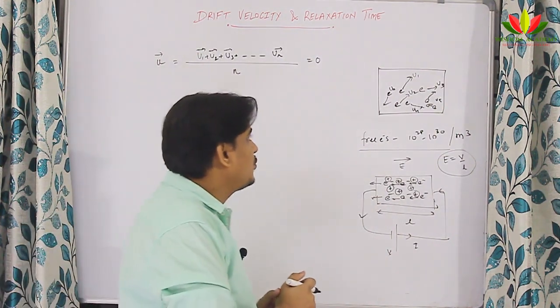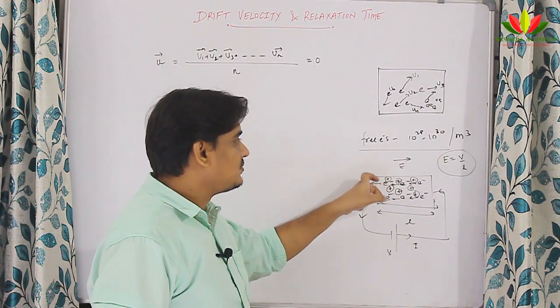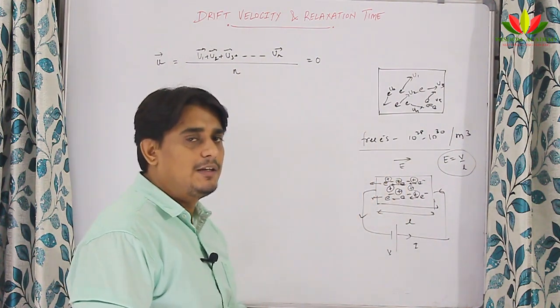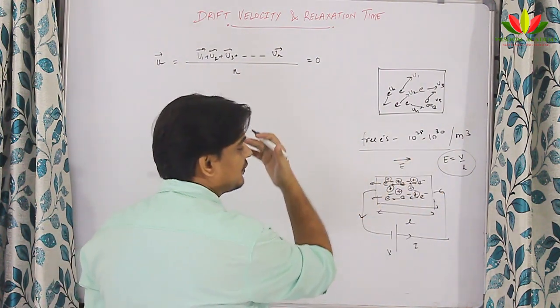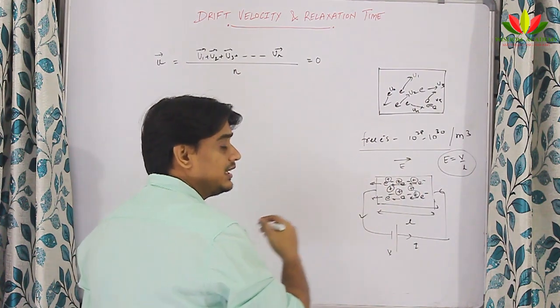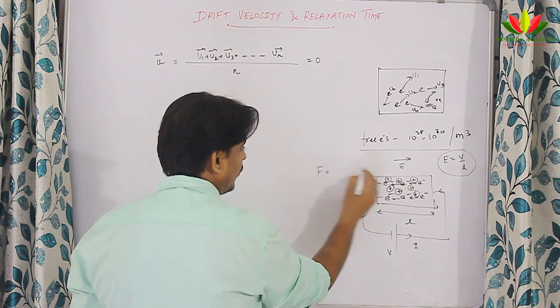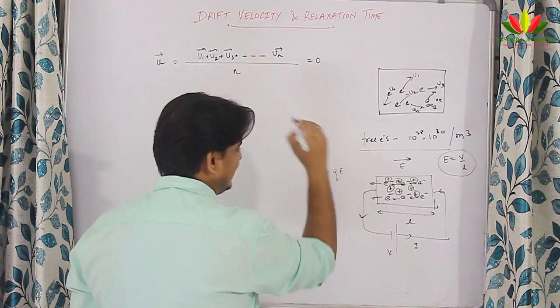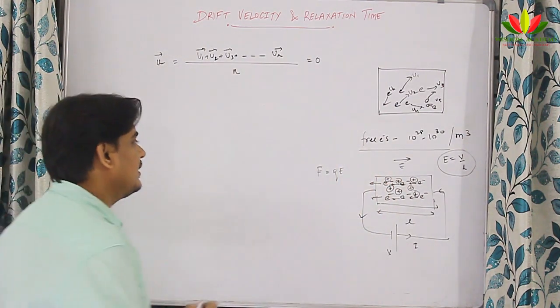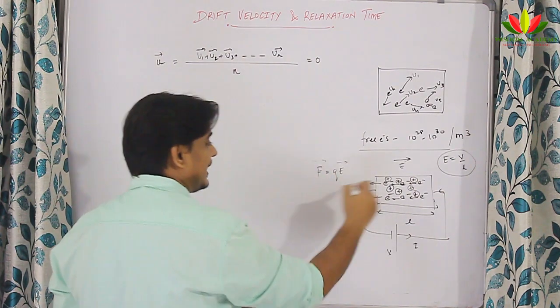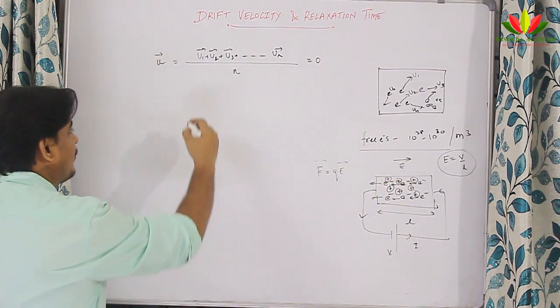What I am talking to you now is about what happens when you put the electric field. When you put the electric field, all the electrons are drifted in one direction. We know that the force on these particles will be Q into E, isn't it? We can even find the acceleration of these electrons. We know the formula of acceleration.